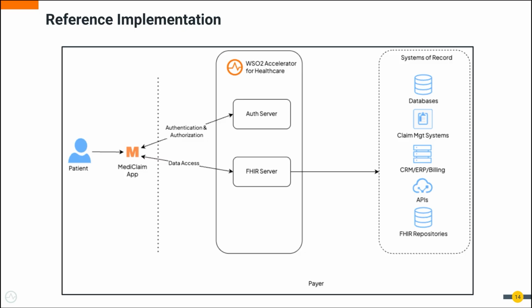Finally, the systems of record, such as the payer's internal databases, FHIR repositories, and claim management systems, store the core clinical and administrative data. Together, these components form a complete working reference implementation of the Patient Access API use case. This setup, implemented using the WSO2 Accelerator for Healthcare, is fully open source and available on GitHub. It also includes a live demo environment where users can explore and test the full SMART on FHIR workflow end-to-end.